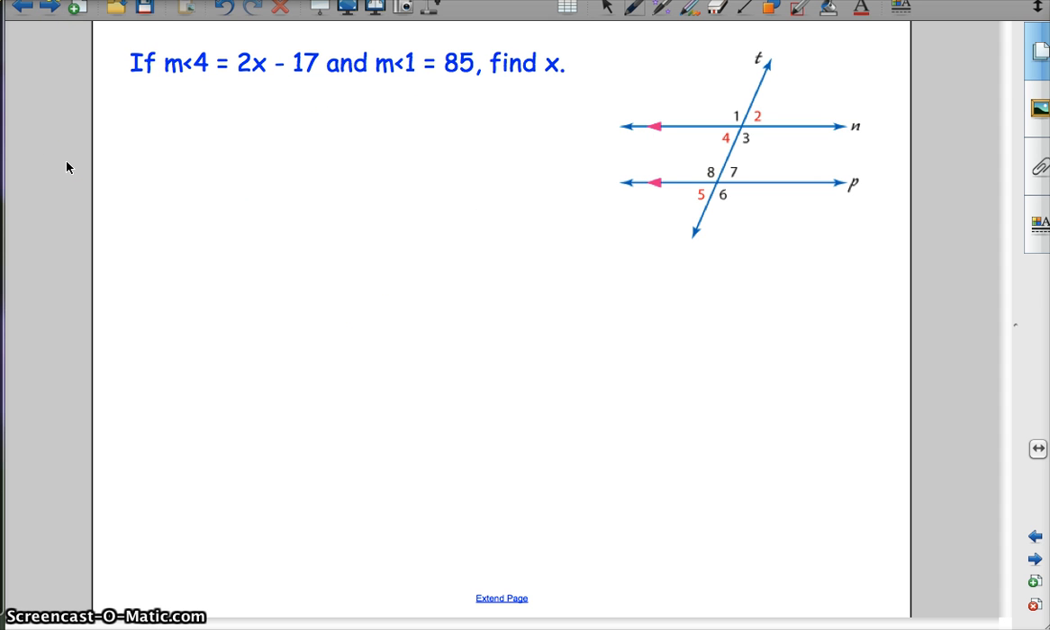Okay, the next example: if the measure of angle 4 is equal to 2x minus 17 and the measure of angle 1 is equal to 85, find x. So here we have the measure of angle 1, right here is 85, and angle 4, which is here, is 2x minus 17. I want you to pause the video and see if you can solve this, see what you come up with.